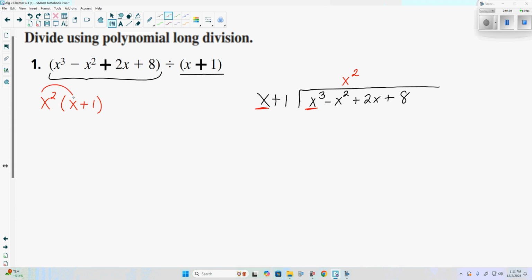So the first thing we're going to do is distribute this here. x squared times x is x to the third, which is what we want it to be. We want it to match up to that first term inside. Now our x squared times 1 is going to be plus x squared.